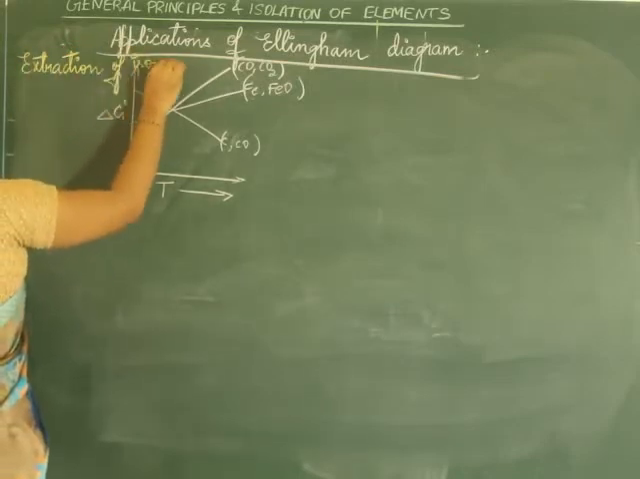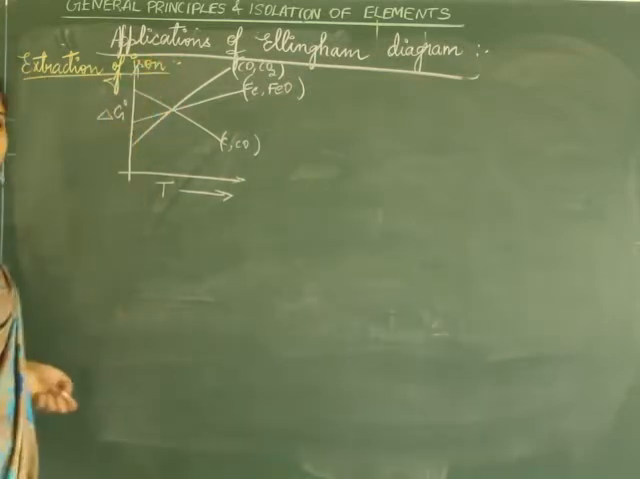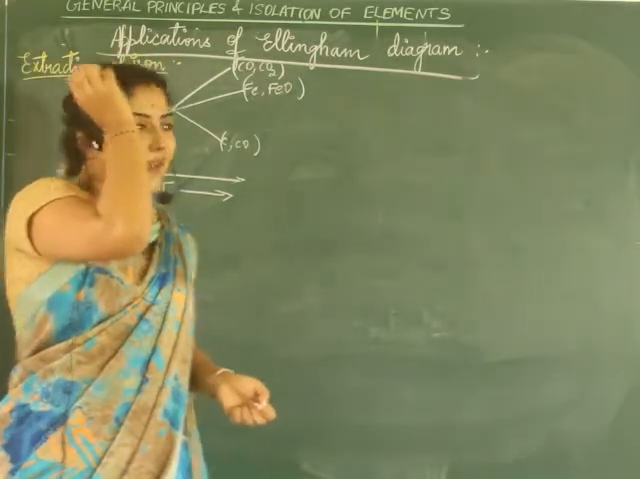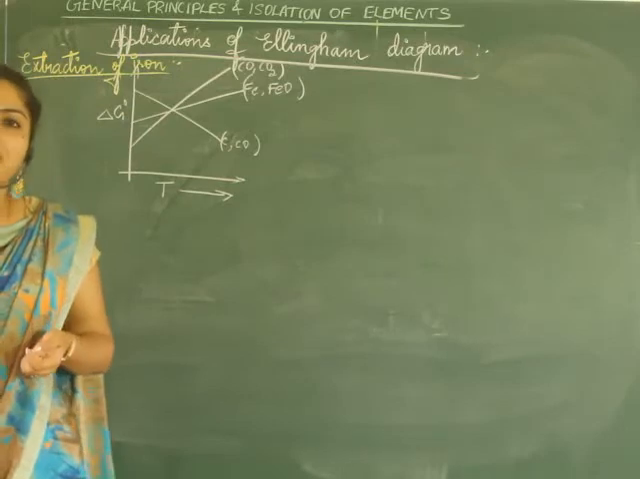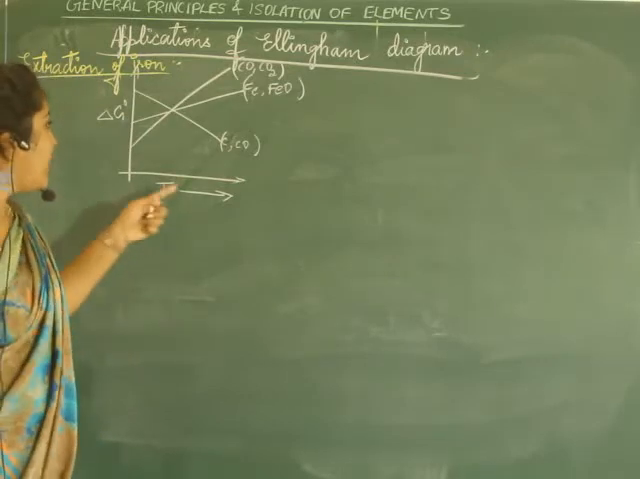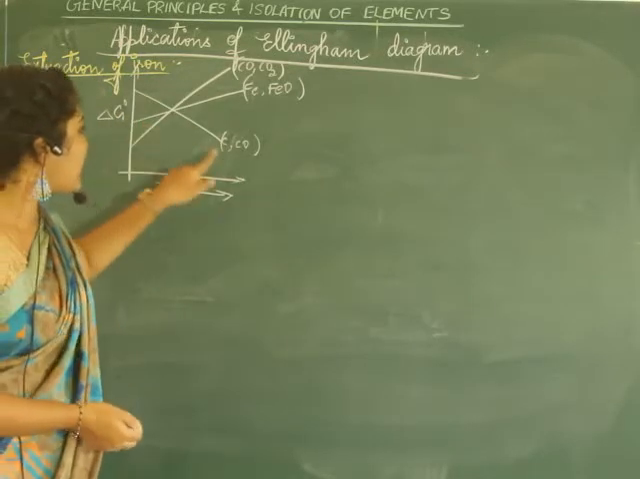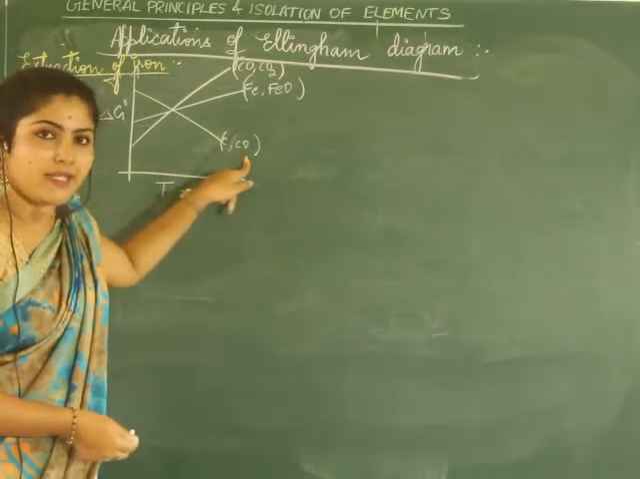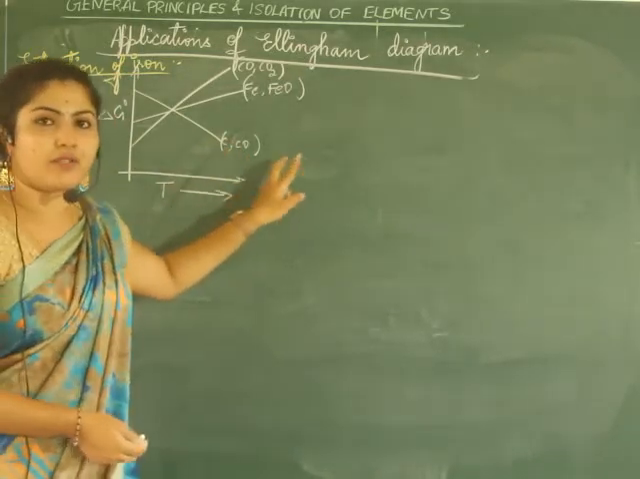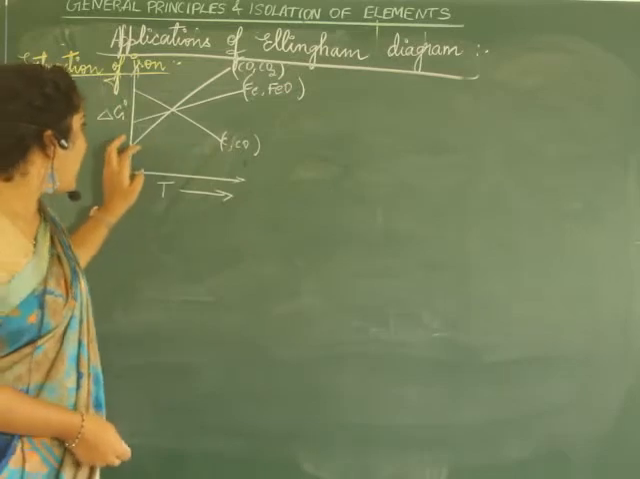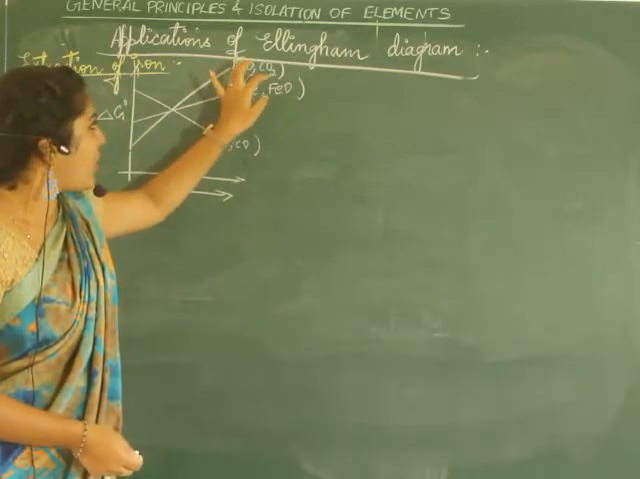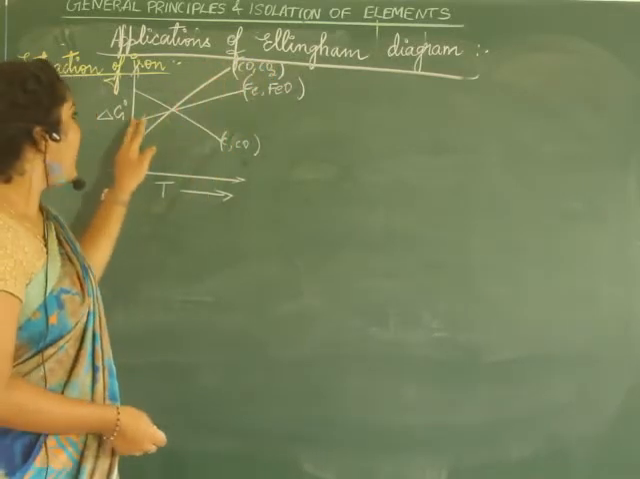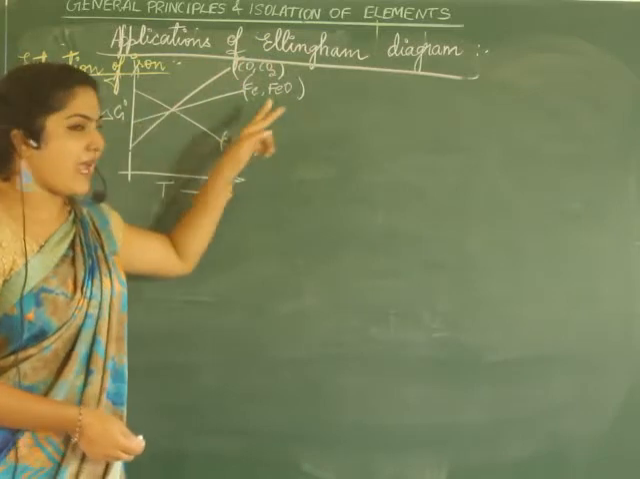Extraction of iron. How can iron be extracted? By using Ellingham diagram principles. So here I have drawn curves. This is the carbon-carbon monoxide line, that means carbon getting converted into carbon monoxide. And here is the carbon monoxide and carbon dioxide line. And here we have the iron and iron oxide line.